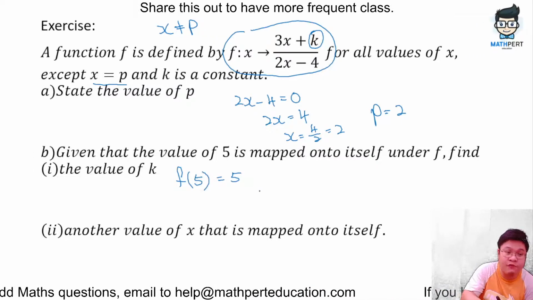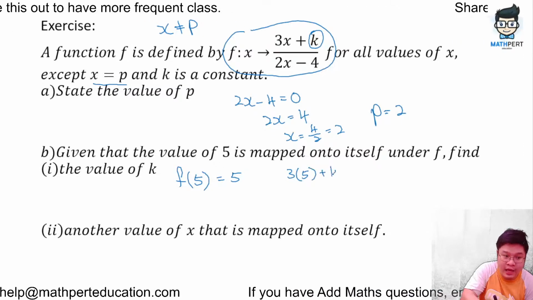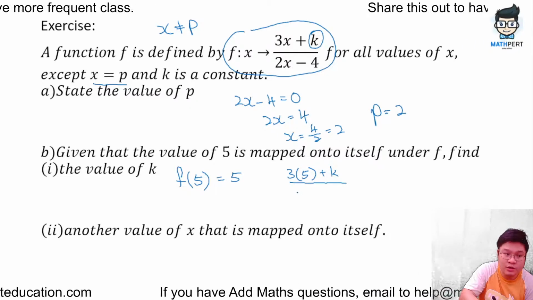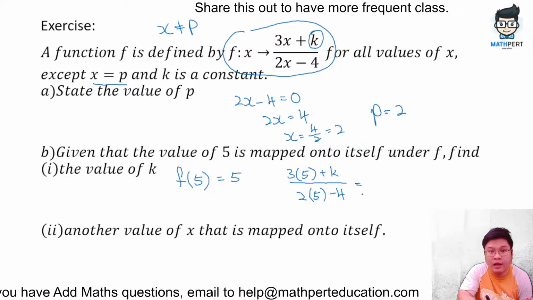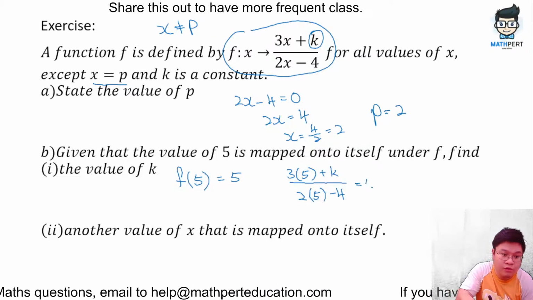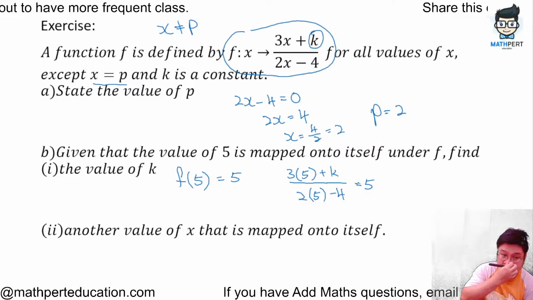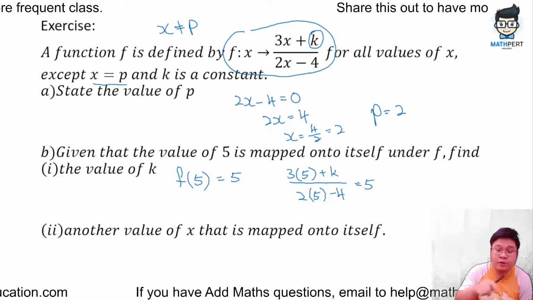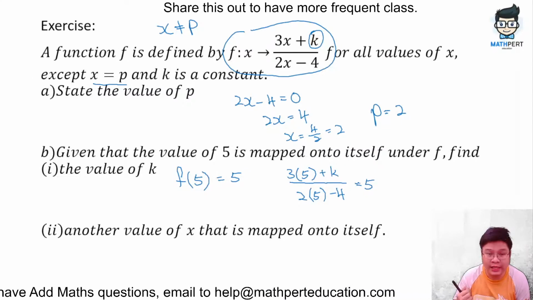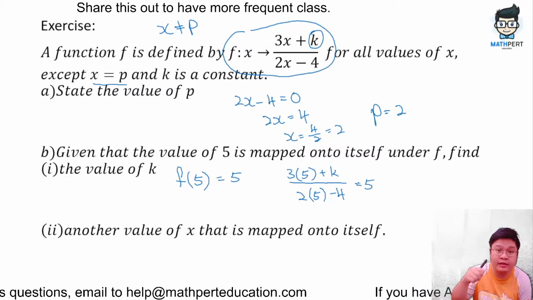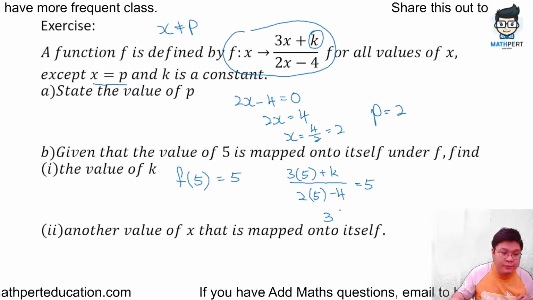So when you substitute 5 into x, we get (3 multiplied by 5 plus k) over (2x minus 4), which equals 5. Let's take a look at the denominator first. 2 multiplied by 5, you get 10. 10 minus 4 is 6. So 6 moves to the other side and you multiply by 6. So 5 multiplied by 6, you get 30. And 3 multiplied by 5, you get 15.